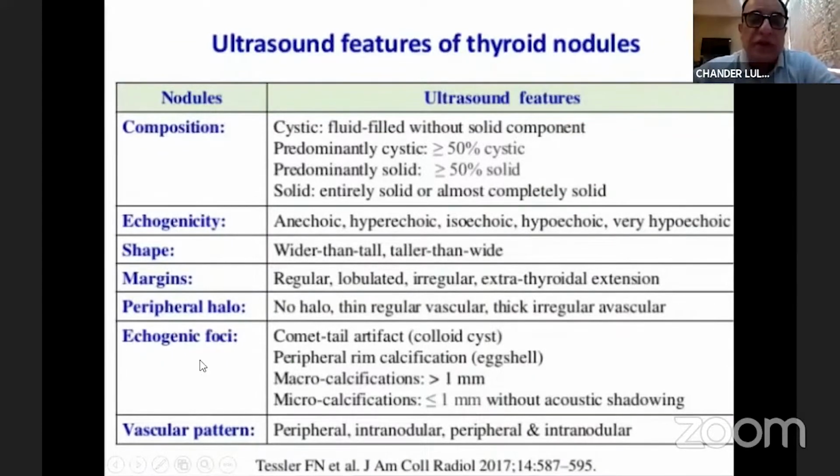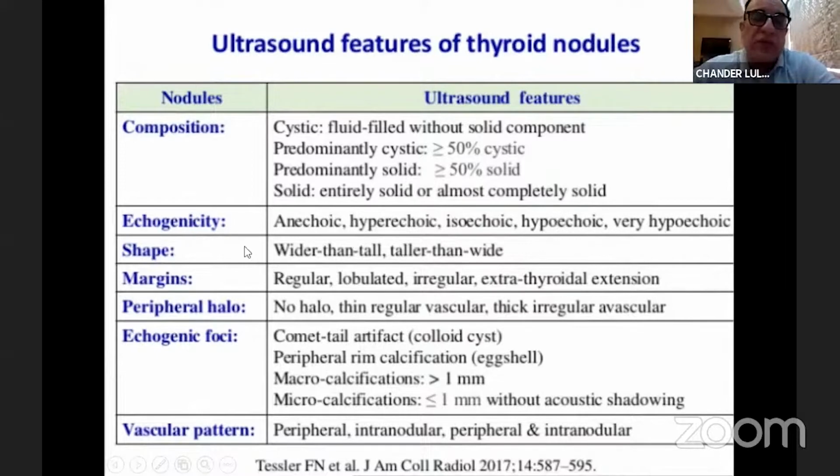This is just a screenshot, a single screen that covers everything. We look at composition, basically, whether it is cystic, predominantly cystic if it is more than 50% cystic, predominantly solid if it is more than 50% solid, or completely solid. Very easy to remember. And then we look at the echogenicity. As I said, is it anechoic, hyperechoic, isoechoic, hypoechoic, or very hypoechoic?